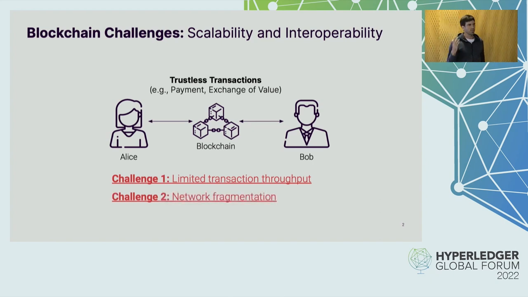It turns out that the same technology is also capable of solving a different problem that arose more recently. We see more and more different blockchain networks coming up. The assets are fragmented, the users are fragmented across the networks. And as you know, there's a need for interoperability solutions so that assets, for example, from different networks can be exchanged against each other.